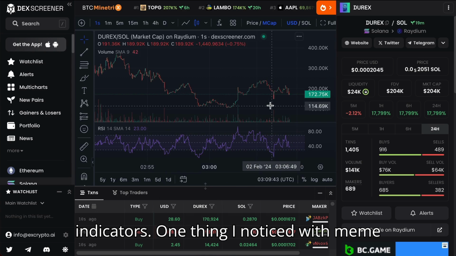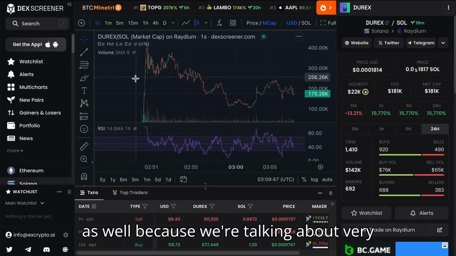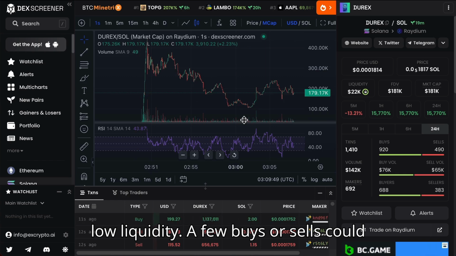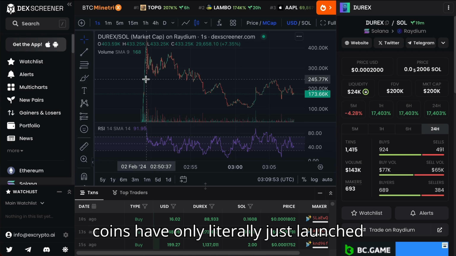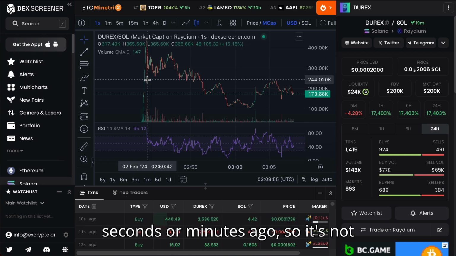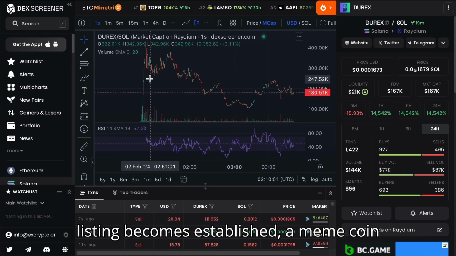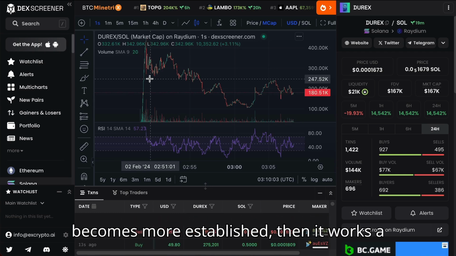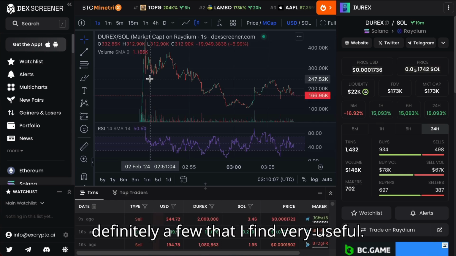One thing I noticed with meme coins is a lot of them don't really work as well because we're talking about very low liquidity. A few buys or sells could really move a market. Some of these coins have only literally just launched seconds or minutes ago. So it's not really the same. However, once a listing becomes established, a meme coin becomes more established, then it works a little bit better. But there are definitely a few that I find very useful.